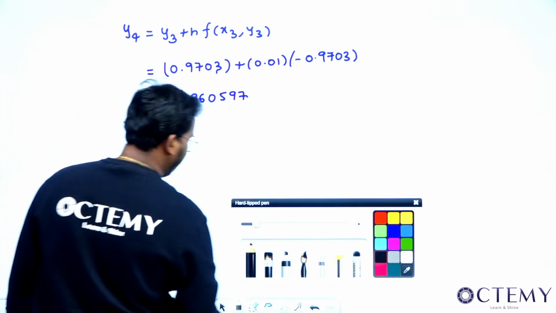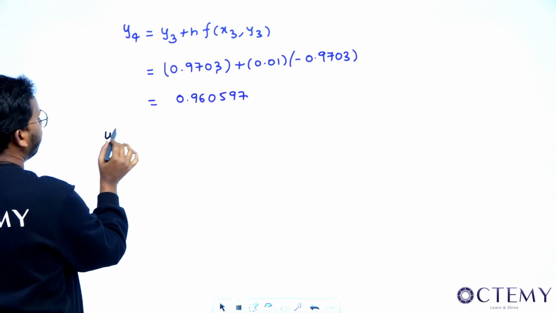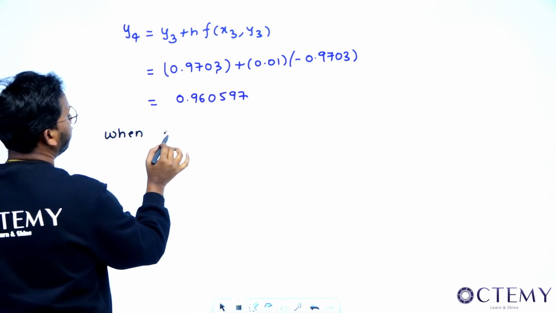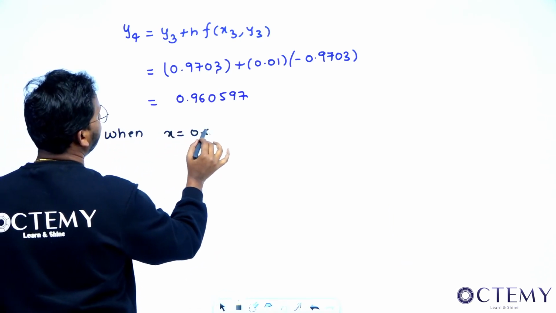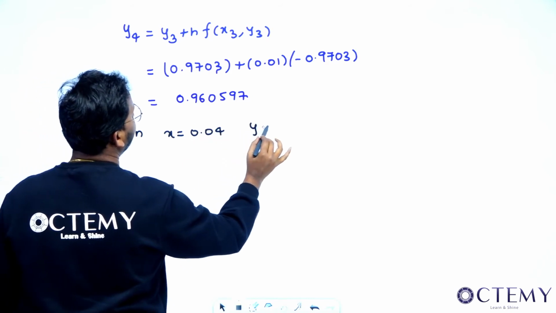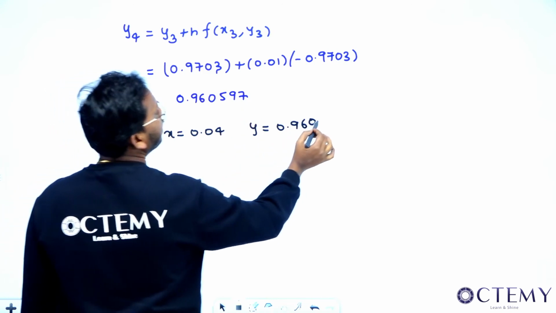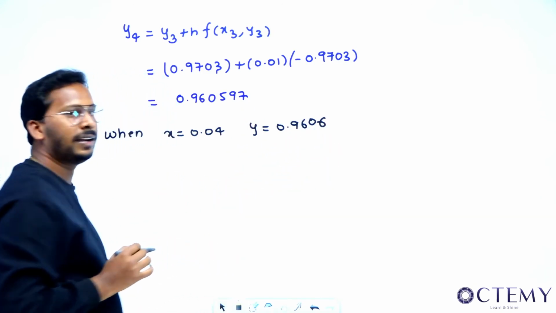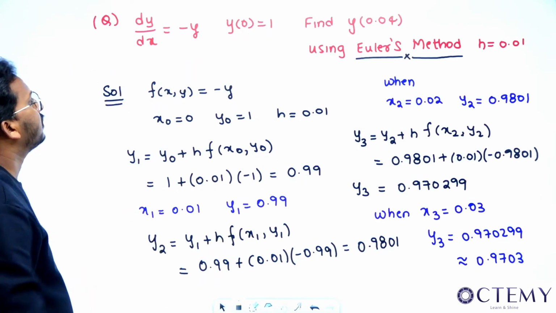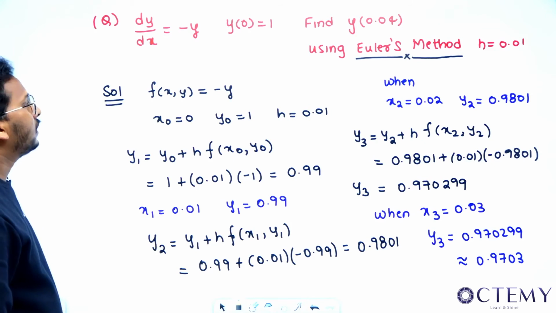So the answer: finally, when x is equal to 0.04, your y is 0.960. Can I write 597 as 6? Yes, roughly you can write it like this. So this should be the answer. This is what the question asks.